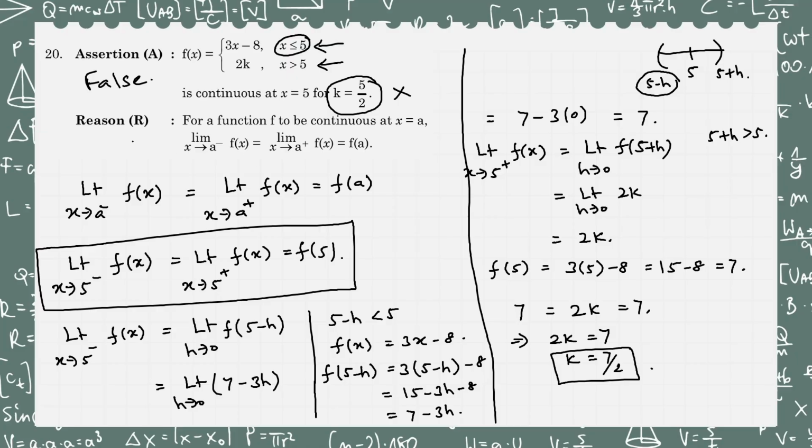And look at the reason here. For a function f to be continuous at x equal to a, the limit as x tends to a minus of f(x) equals the limit as x tends to a plus of f(x) equals f of a, which is the definition for a function being continuous, which is all true. So here also assertion is false and reason is true. So here also the correct answer is option D.